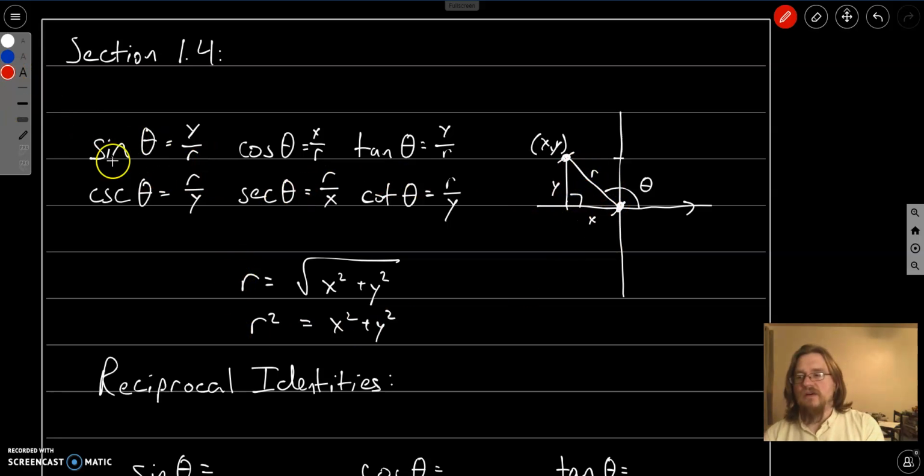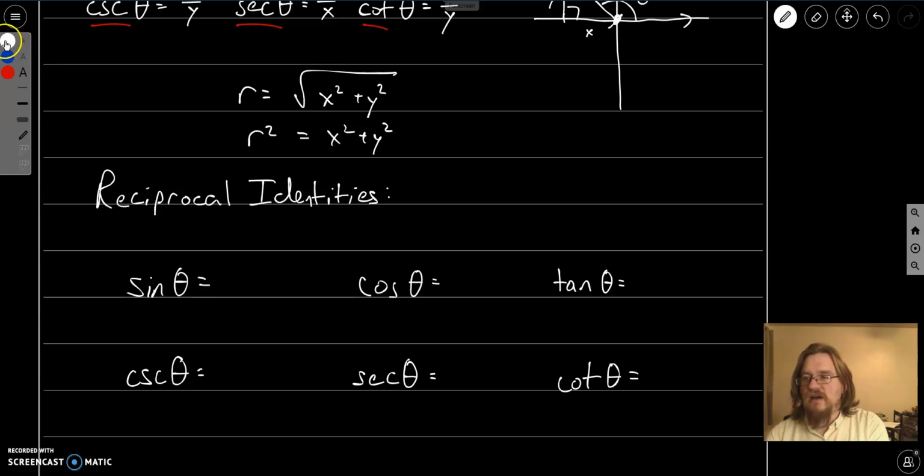And then we can define our sine, cosine, tangent, cosecant, secant, and cotangent. So the sine is going to be y divided by r, cosine is x divided by r, and tangent is y divided by x. The cosecant, secant, and cotangent are all going to be the reciprocal of the corresponding fractions. So the cosecant is going to be r divided by y, secant is r divided by x, cotangent is x divided by y. So we can write these down as follows.